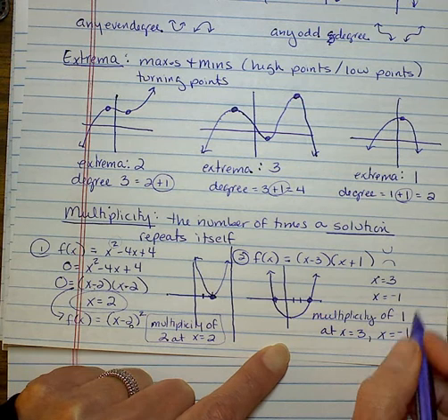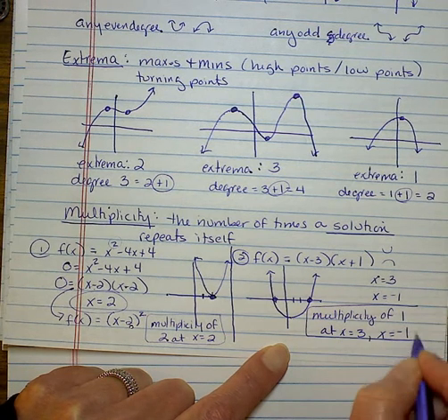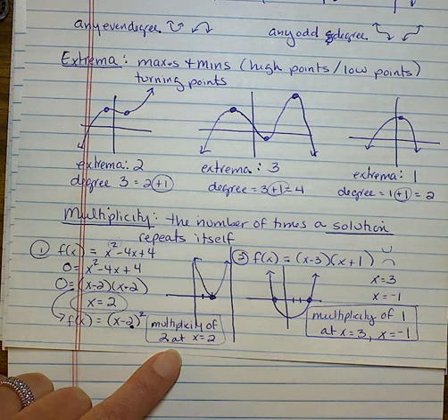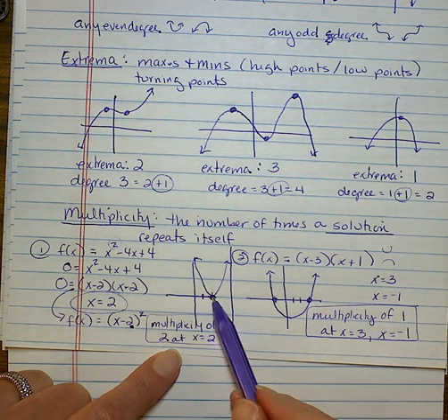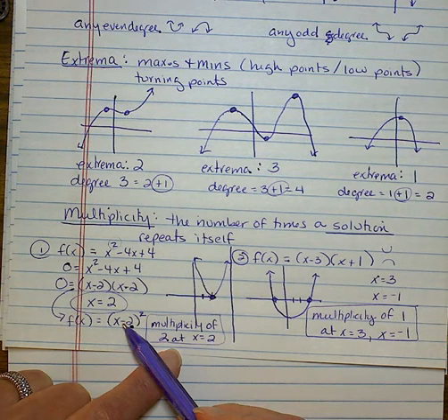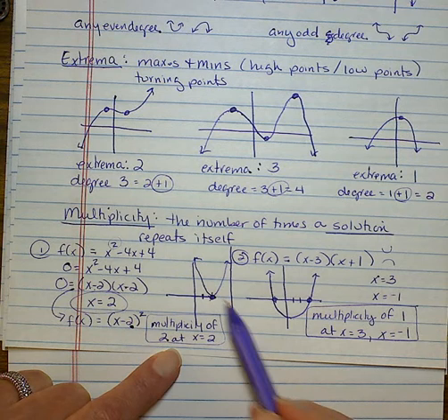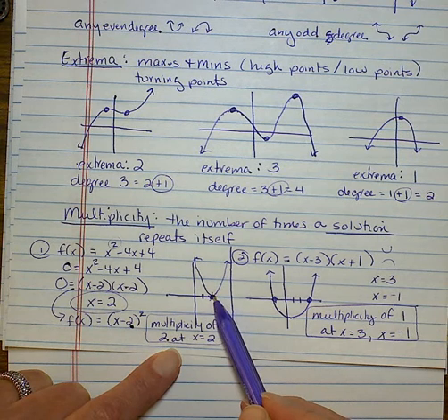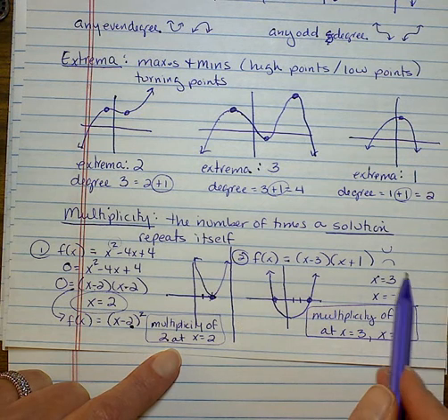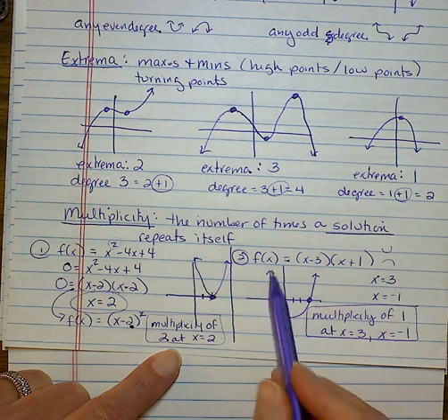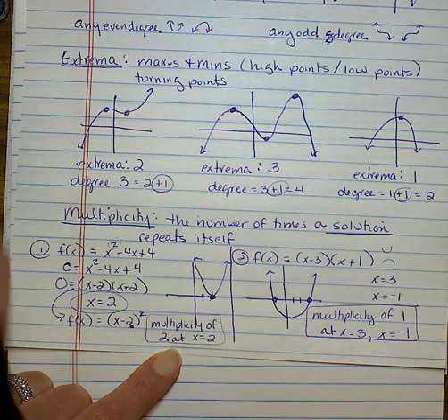Now there's a little trick to figuring out how the multiplicity affects your graph. If your multiplicity occurs an even number of times, so here we had 2 positive 2's, you touch on the x-axis and you continue on. If you have an odd multiplicity associated with your answer, you will cross the x-axis. And we'll look at a couple of examples.